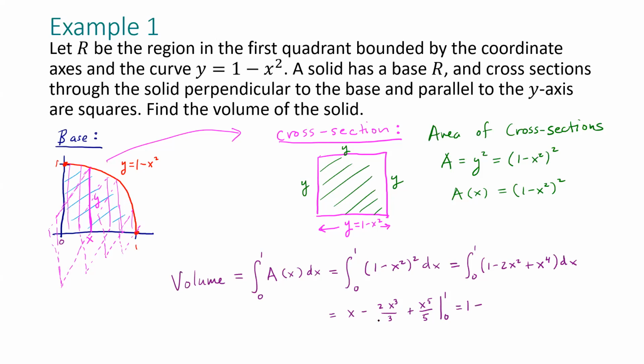So plugging in 1 for x, we get 1 minus 2 over 3 plus 1 over 5, and then evaluating it at 0 will just be 0. So then let's see, combining this, 1 minus 2 over 3 is 1 over 3, plus 1 over 5. So that would be 8 over 15.